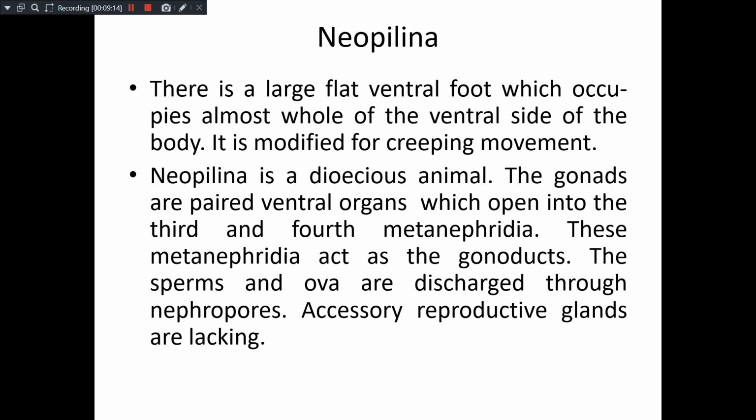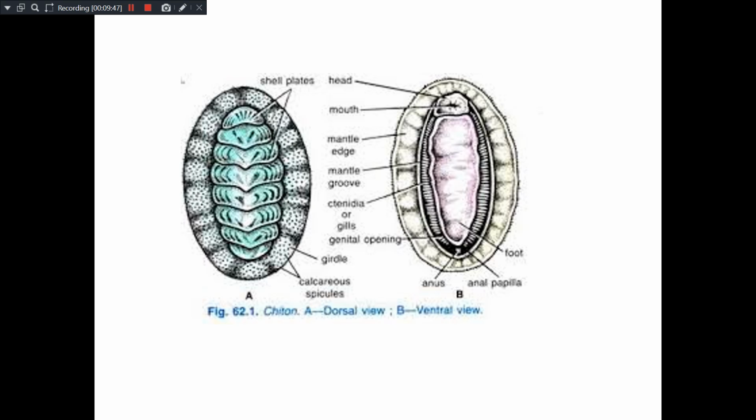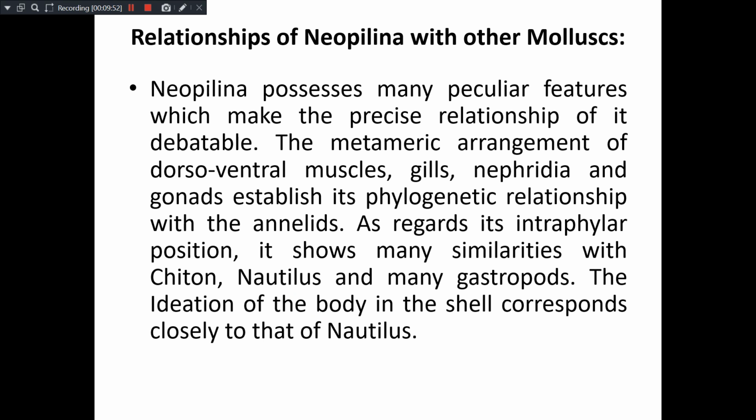Neopilina is a dioecious animal. The gonads are paired ventral organs which open into the third and fourth metanephridia. Actually, these third and fourth metanephridia function as gonoducts, which carry the gametes. The sperms and ova discharge through the nephropores, which are situated on the metanephridia. No other accessory reproductive organs are seen here. Sorry, this is a wrong photograph.